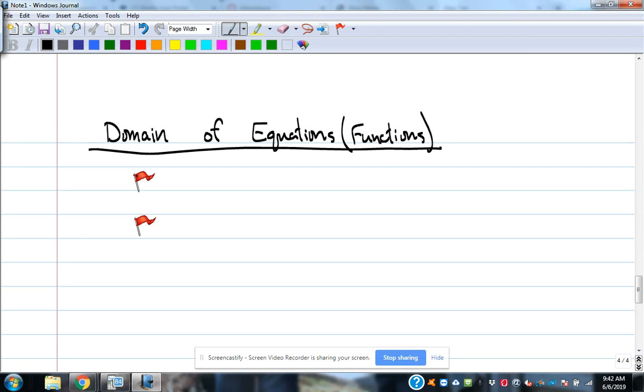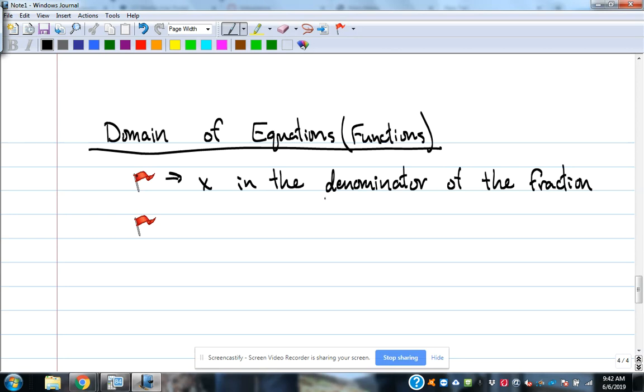So the first red flag that could happen is that there were x's or an x in the denominator of the fraction. If there's a fraction in there, there may not even be a fraction in there. Remember, the denominator is the bottom part of the fraction. So there's a red flag that shows up if there's an x in the denominator of the fraction. Okay, that's one of the red flags for domain.